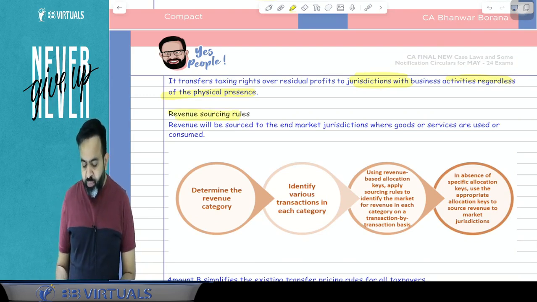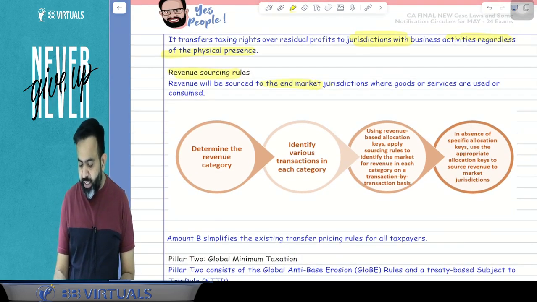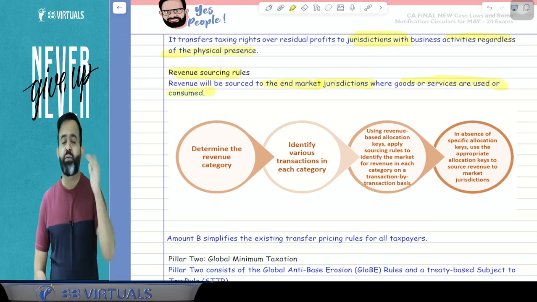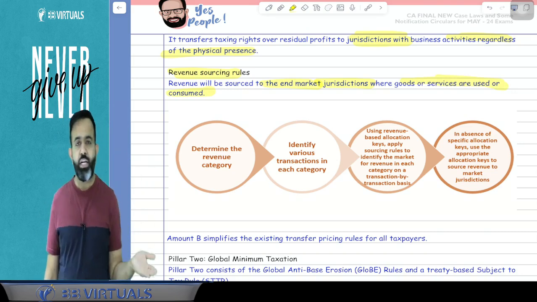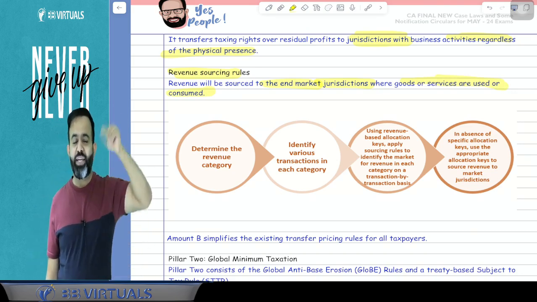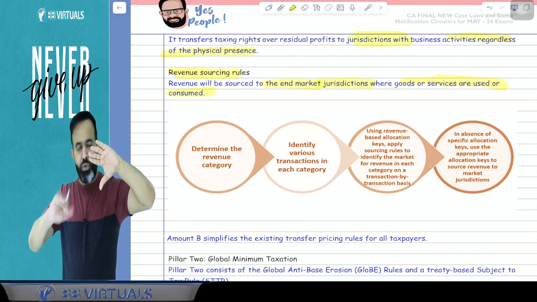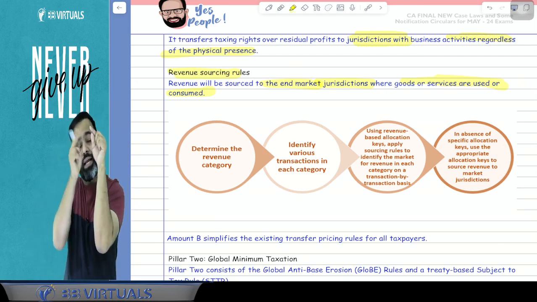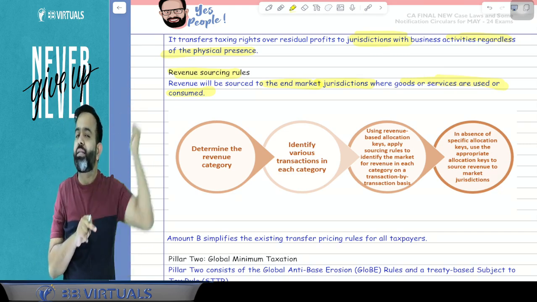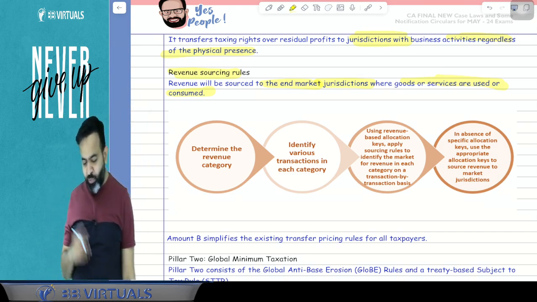Revenue sourcing rule means revenue will be sourced to the end market jurisdiction where goods or services are used or consumed. So where basically Facebook goods or services are used, in India, India will get the right to tax on that excess profit. Excess profit means not more than 10%, but in excess of 10%, and out of that excess only 25%. That will be treated as your allocated profit.